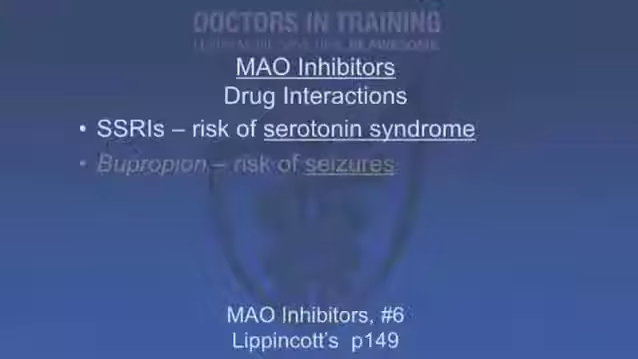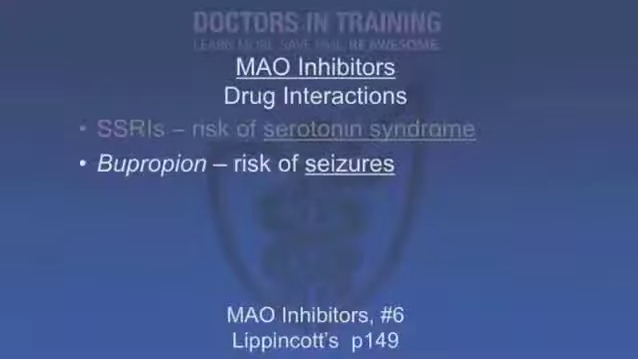Again, MAOIs and SSRIs should not be co-administered due to the risk of life-threatening serotonin syndrome. Both types of drugs require a washout period of at least 2 weeks before the other type is administered, with the exception of fluoxetine, which should be discontinued for at least 6 weeks before an MAOI is started. The combination of MAOIs and bupropion may produce seizures.